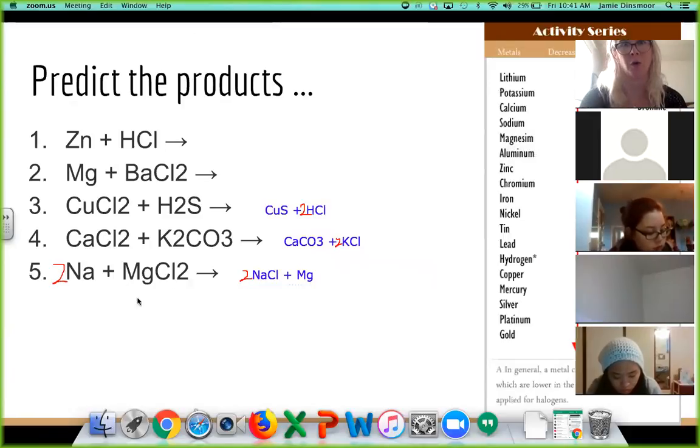So that looks beautiful, except for my 2s, which look ugly, but they're all right. Okay, so then that would be our final equation there for that reaction. 2 sodium plus magnesium chloride yields 2 sodium chlorides plus a magnesium.